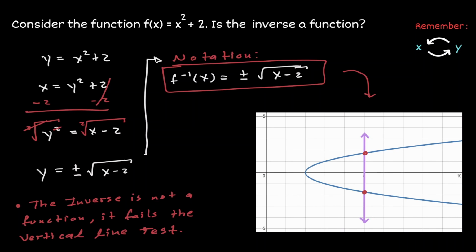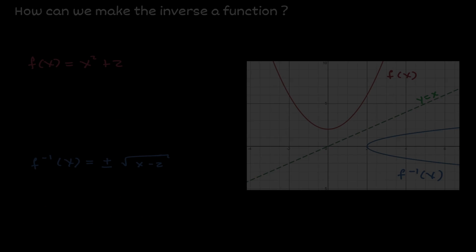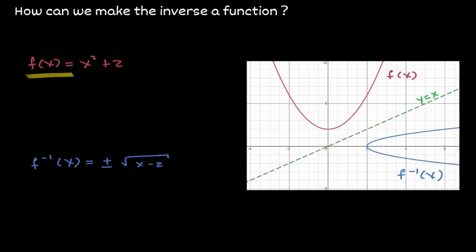But now let's go one step further. Let's think about, is there any way that we can make the inverse a function? In other words, is there any way for us to make the inverse pass the vertical line test? Let's take a look at the following. So here we have the original function that we were given, x squared plus 2, shown in the graph in red. And we also have the inverse function that we found previously, shown in the graph in blue. And just a reminder that we have shown previously that the inverse function failed the vertical line test. Therefore, it's not a function.